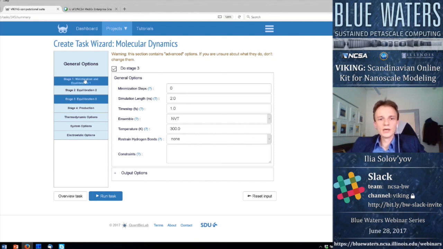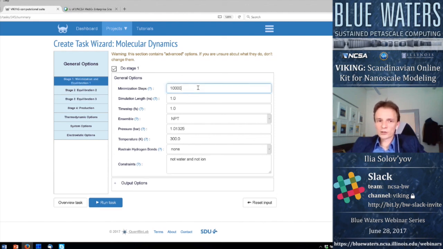What I would actually like to do is modify the standard parameters a little bit, just to make sure that this simulation will complete in a short time. First of all, I go to the first stage of minimization, and instead of having the default value of 10,000 minimization steps, I will put 1,000 here.